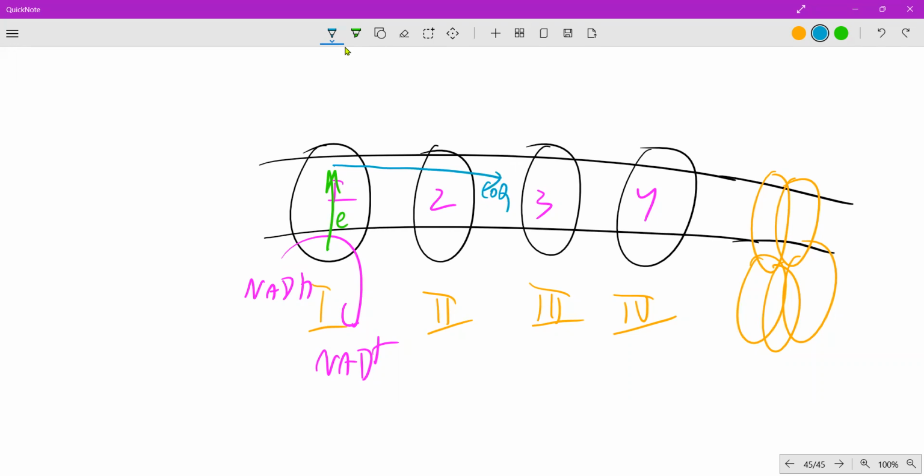So this will give to coenzyme Q. And 2, what is happening here? FADH2 is oxidized to FAD. Again, we're getting electrons here. So 2 will also give to coenzyme Q. This will also give to coenzyme Q.